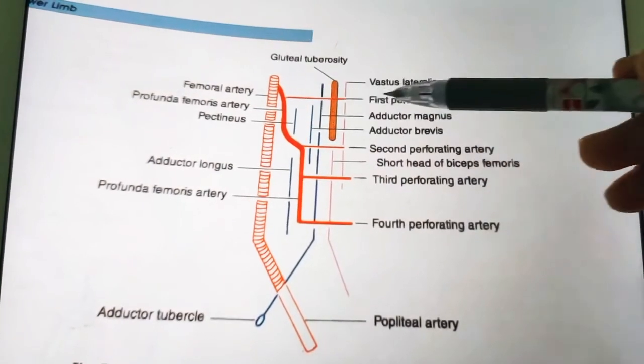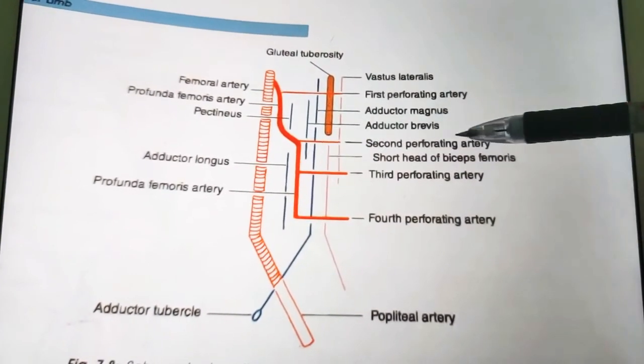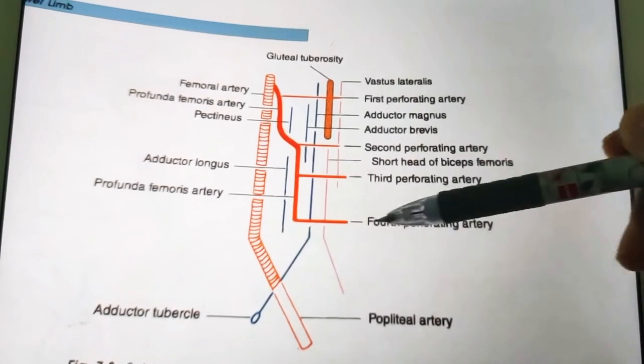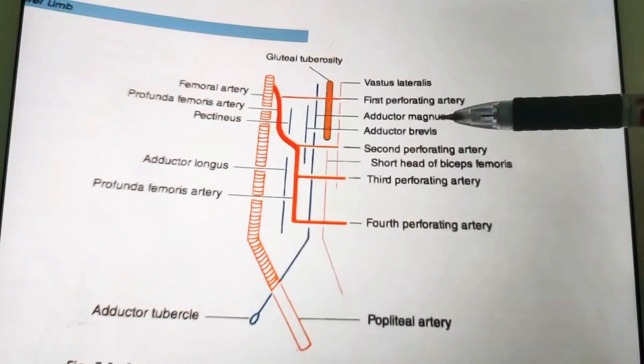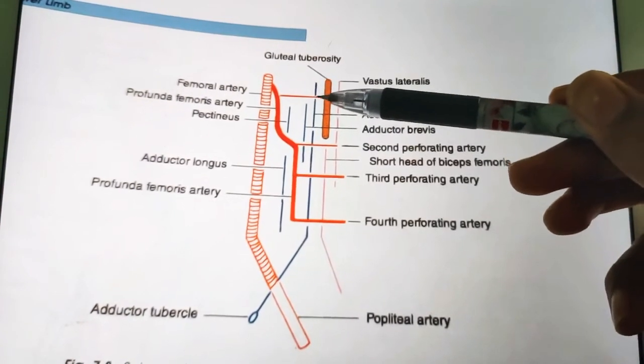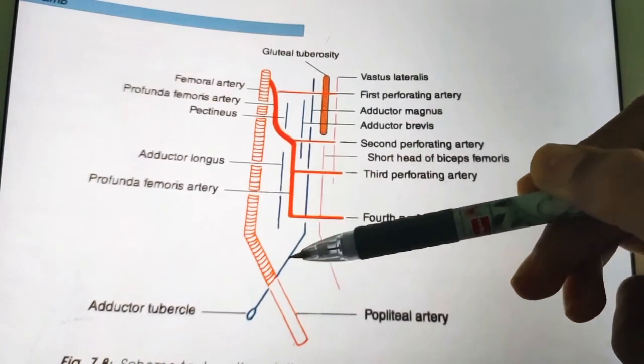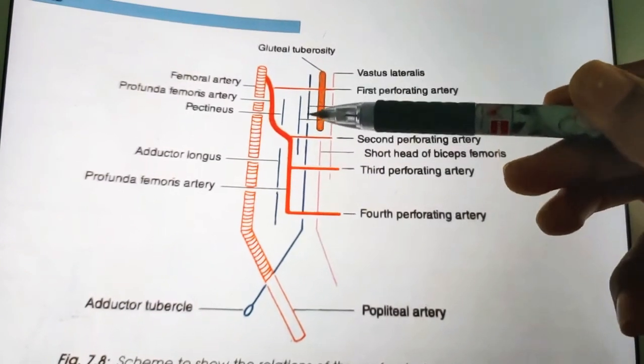You can see the first perforating artery, the second, the third, and the fourth perforating artery. They pass through the adductor magnus muscle. You can see this is the adductor magnus; this blue line indicates the adductor magnus. So there are four perforating branches.